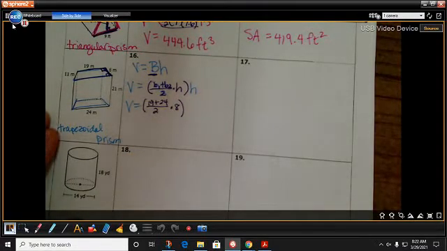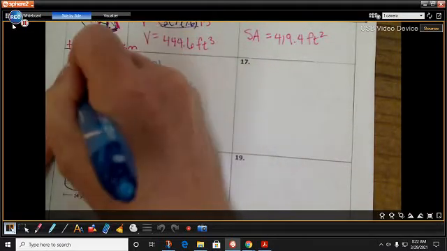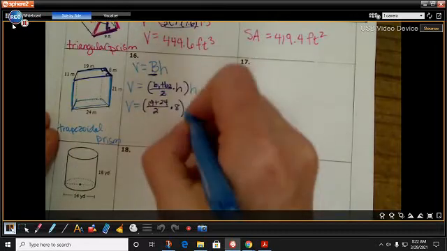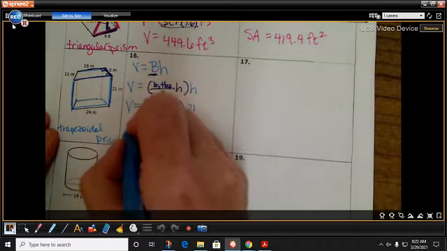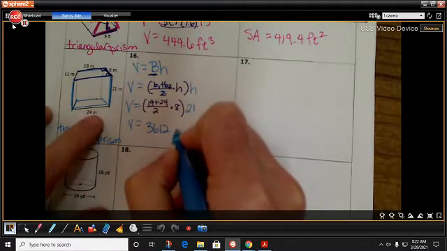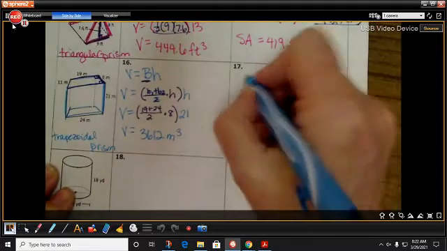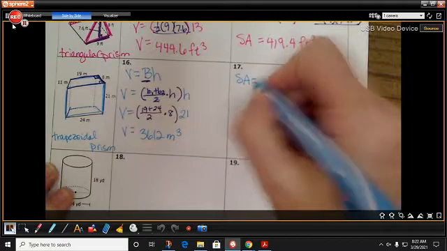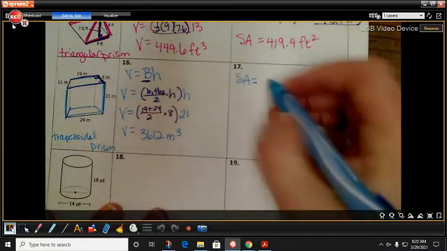Now on the outside here, I need the height of my prism. That height is the distance between the 2 bases, and that's 21. And so plugging all these in here, my volume is going to come out to be 3,612 cubic meters. For my surface area now, your surface area is always your lateral area plus your bases.